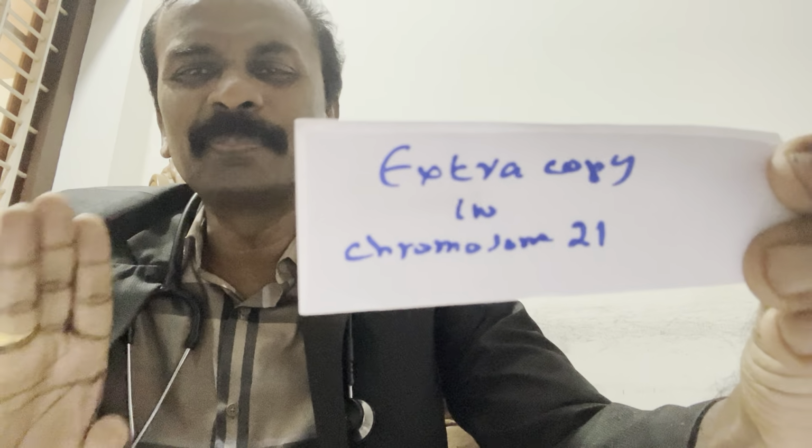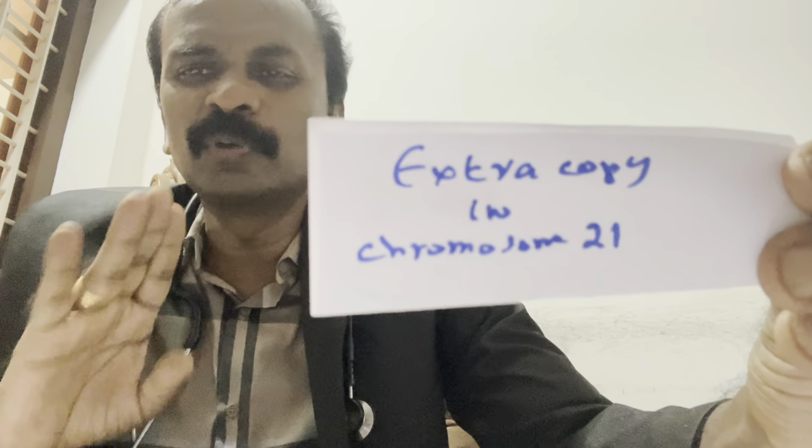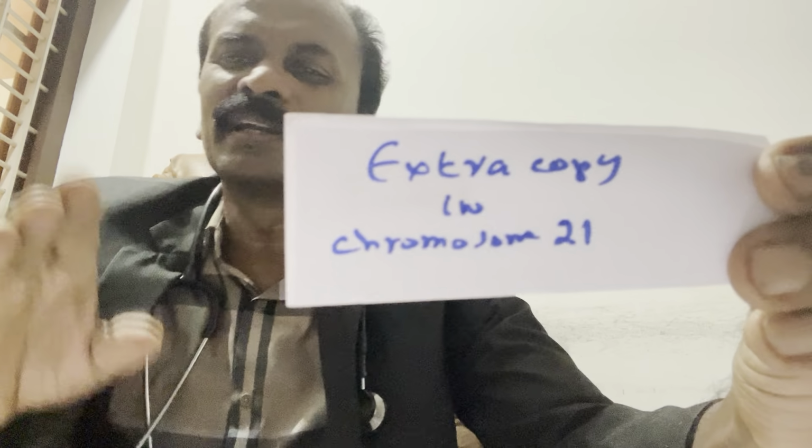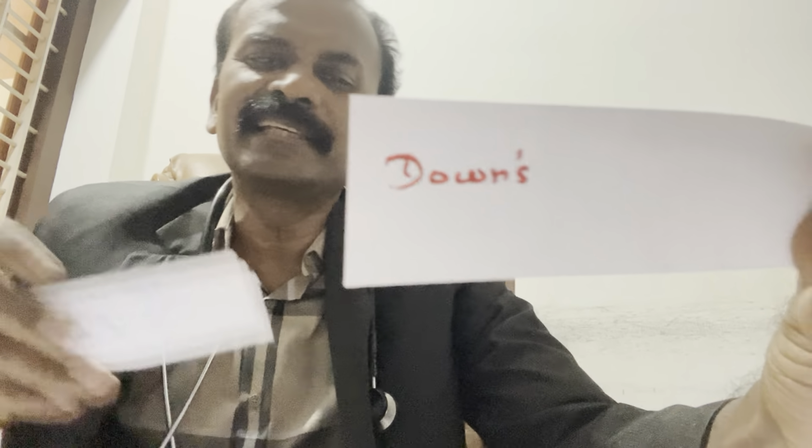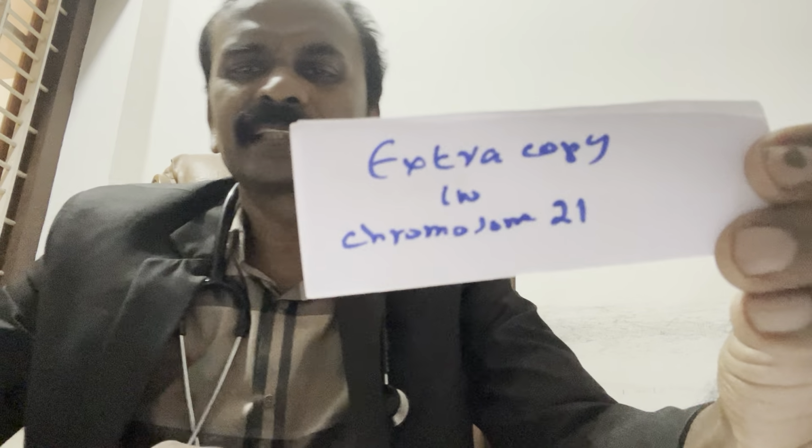Extra copy. I think you know this now. Extra copy in chromosome 21. What is the answer? 21. You know Downs. D-O-W-N-S. Extra copy in chromosome 21. You know it is Downs. Very good.